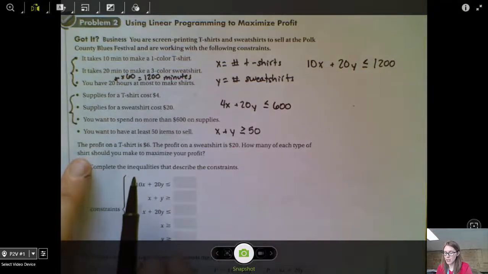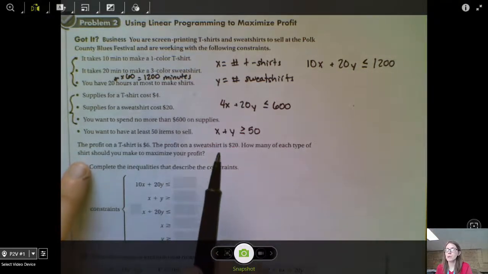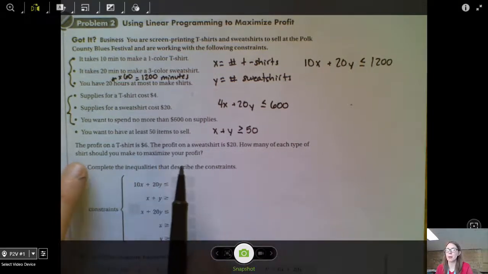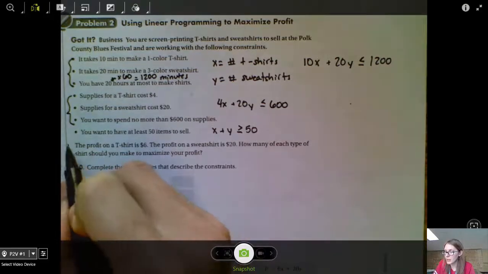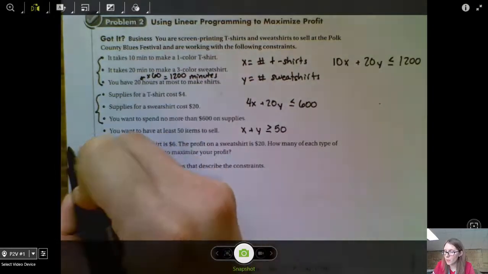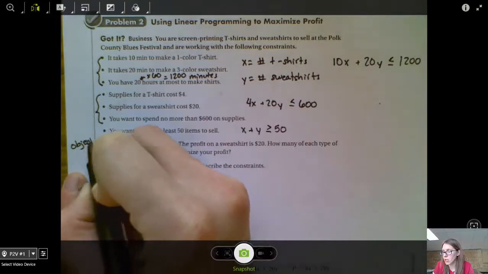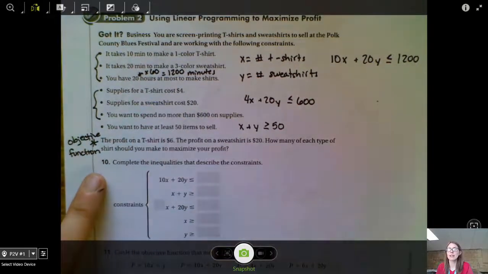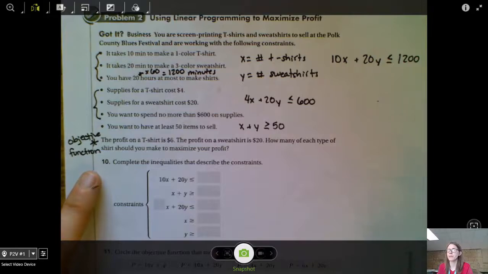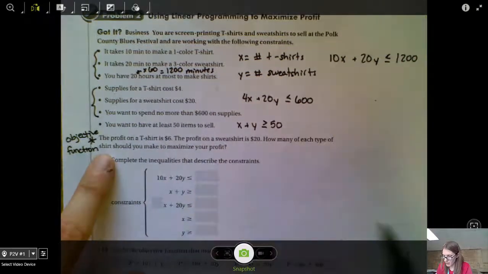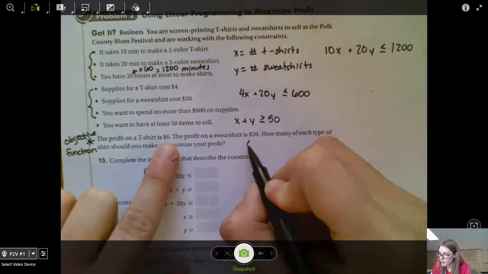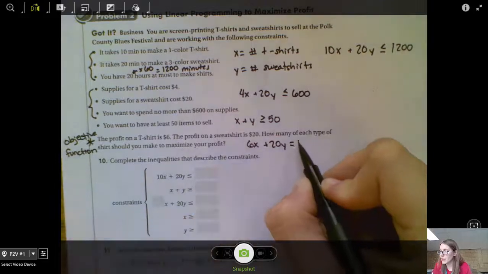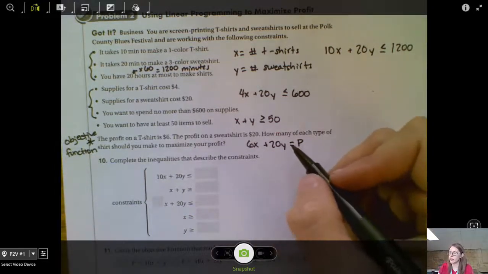Then it says the profit on a t-shirt is $6. The profit on a sweatshirt is $20. How many of each type shirt should you make to maximize your profit? Whenever you see something like this, this is our clue that our information here is going to determine our objective function. And that is where we are going to plug our vertices in to see if we can find our maximum or minimum. All right. So profit on t-shirt $6, that's 6x. Sweatshirt's $20 is 20y. That's going to tell us our profit. So this is our objective function.